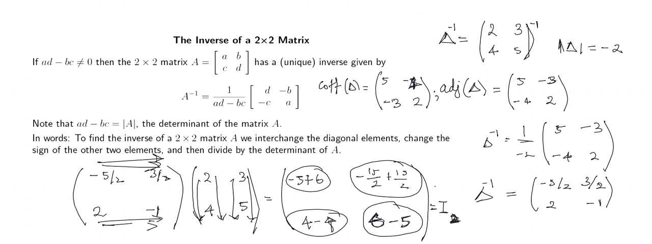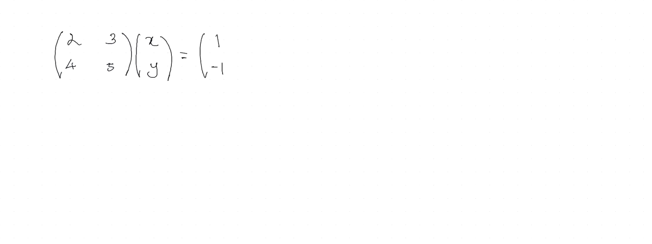Is that okay? Okay, add the next page. Can I go to the third page? Okay, so this is what we have done. The original matrix was 2, 3, 4, 5, multiplied with x, y, equals 1 and minus 1, right? You remember that? Okay, now we got the inverse matrix. Just write it again. That will be minus 5 over 2.